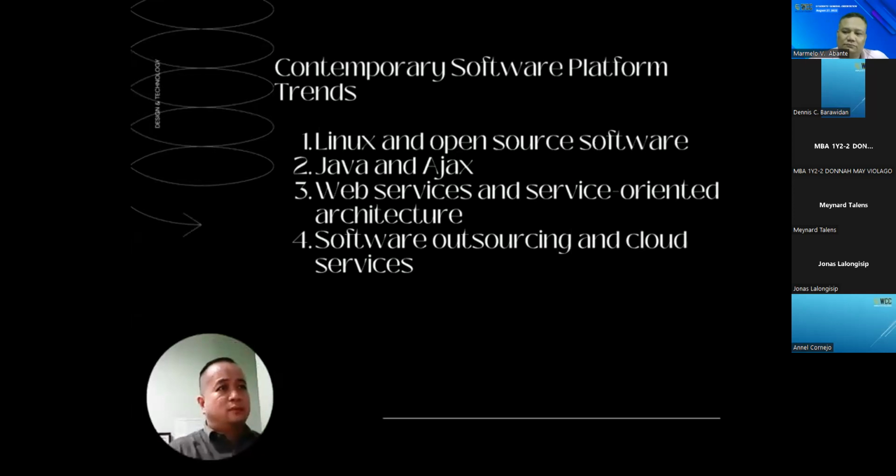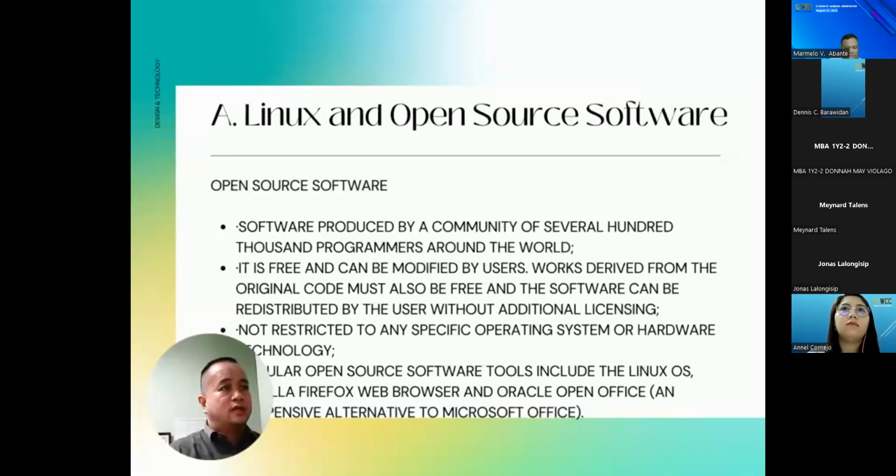For the contemporary software platform trends, we have Linux and open source software, Java and Ajax, web services and service-oriented architecture, and software outsourcing and cloud services. Open source software is software produced by a community of several hundred thousand programmers around the world. It is free and can be modified by users. Works derived from the original code must also be free, and the software can be redistributed by the user without additional licensing. It is not restricted to any specific operating system or hardware technology.